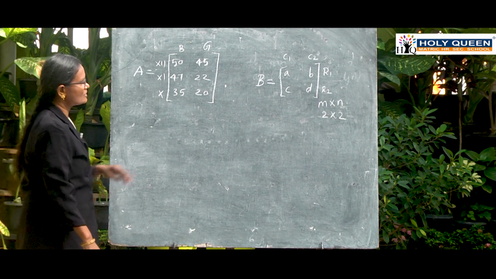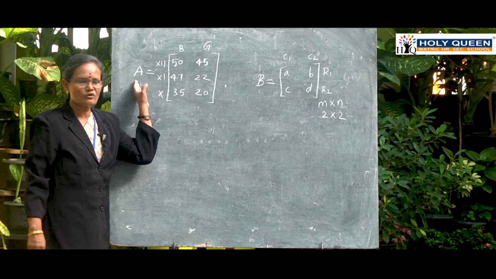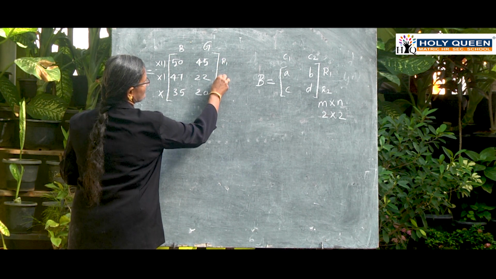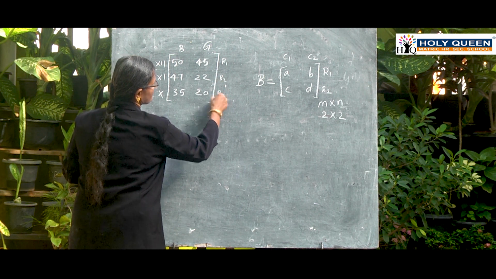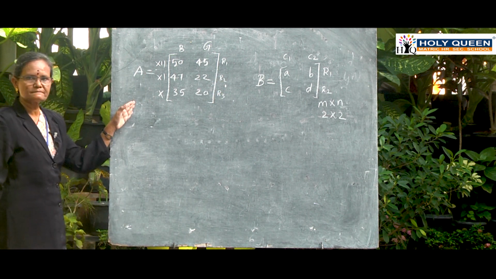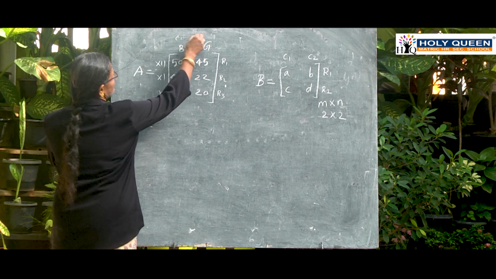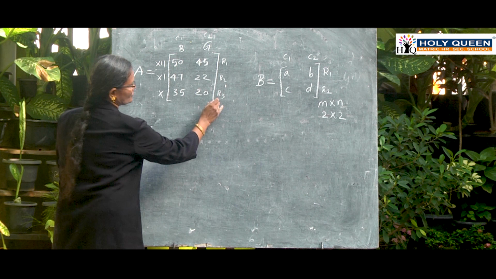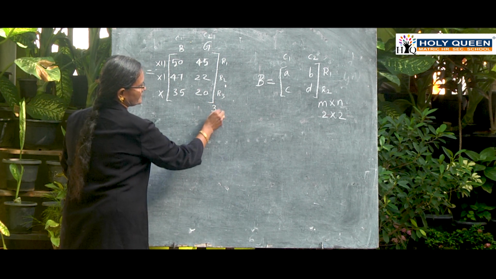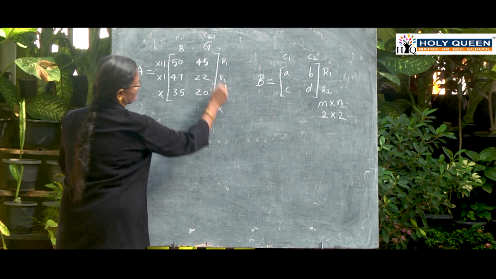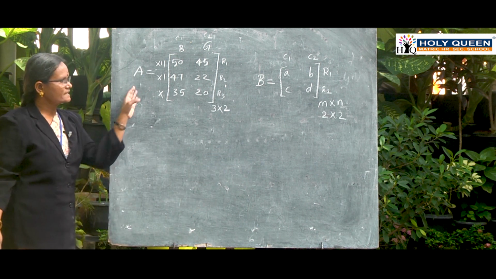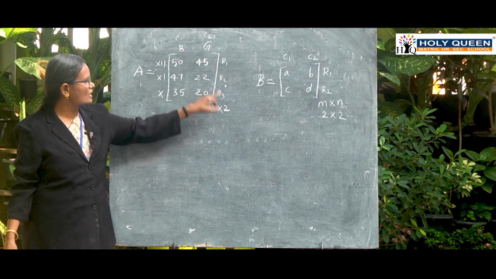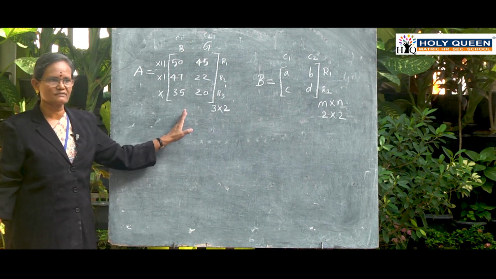Now tell me, what is the order of the matrix A? How many rows are there? Row 1, row 2, row 3. How many columns are there? Column 1 and column 2. First we denote the number of rows, 3 rows by 2 columns. So the order of matrix A is 3 cross 2, 3 rows and 2 columns. This is called the order of the matrix.